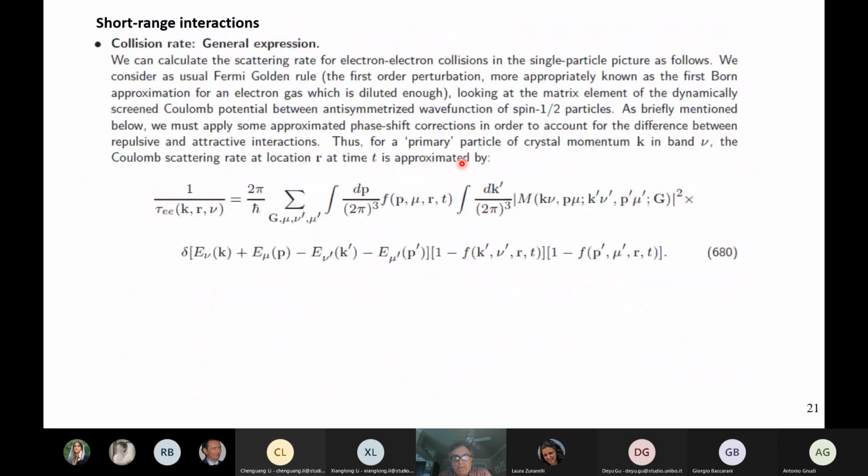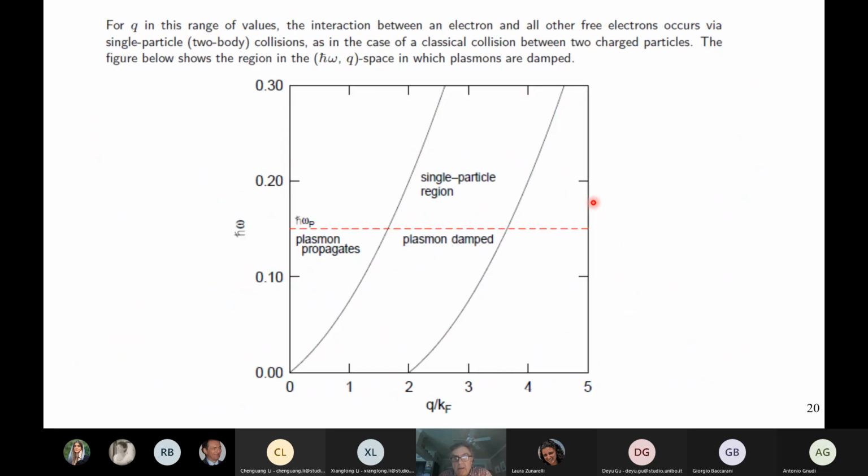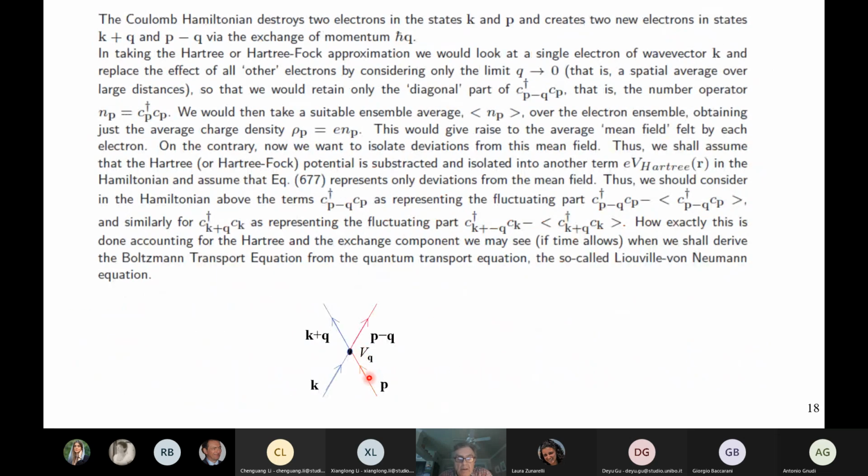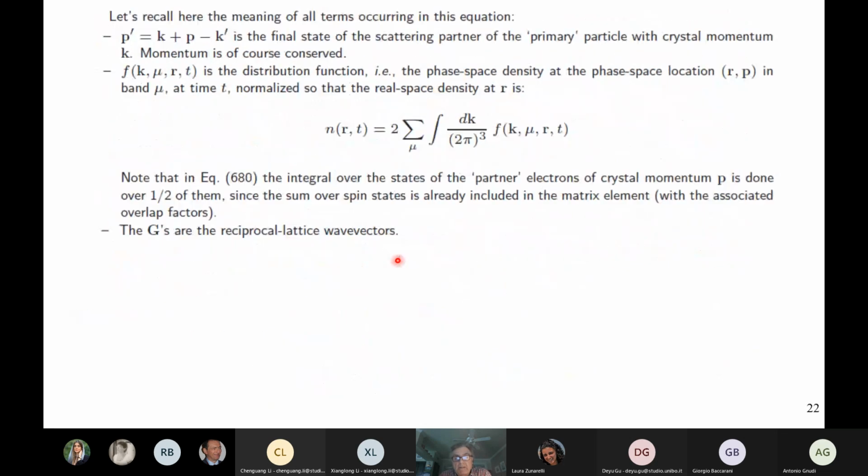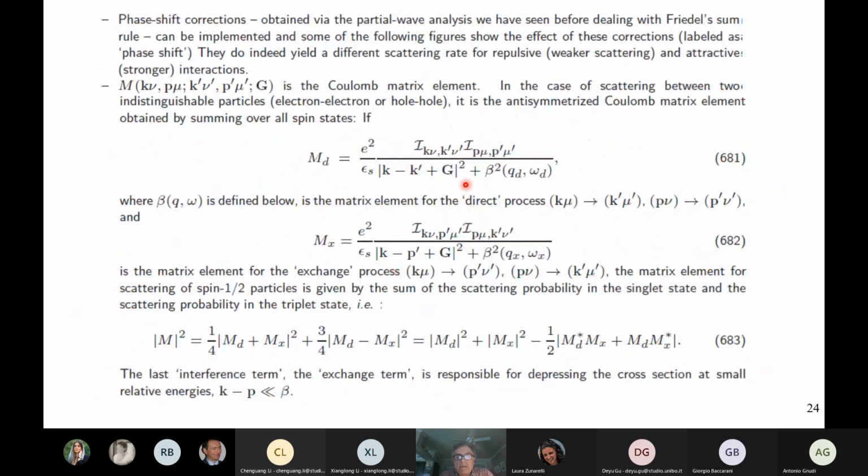In this process, the role of K prime and P prime can be swapped. In other words, if we go back to this, here I'm depicting with the red color 1 electron with a blue color the other electrons. But clearly, the electrons are not distinguishable particles. So I can swap the 2. I can really say that the electron K goes to K plus Q or to P minus Q. So the final state K prime can be swapped to the final state P prime. What is the difference? It's actually quite important.